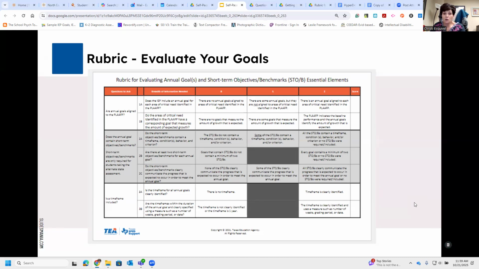The first 2 columns correspond to the goals essential elements document that we discussed earlier. The first column is the question to ask yourself, and the second column is the breadth of information needed to answer the question. The goal is then scored 0 to 2 points. This helps evaluate the presence of all the required components and ensures that the goals are measurable and aligned to the student's need. This document is just one of the resources that can be used to evaluate goals and short-term objectives that you've written so that you can set your own goals for self-improvement.